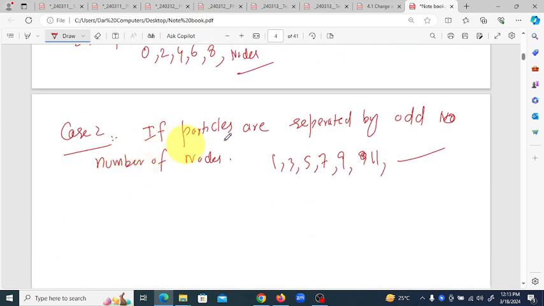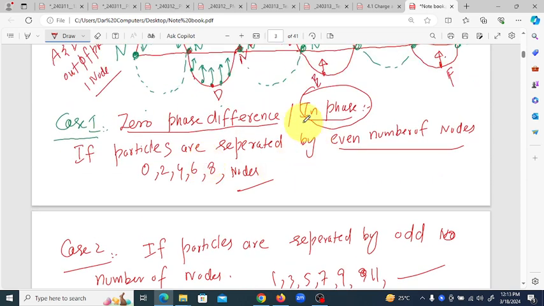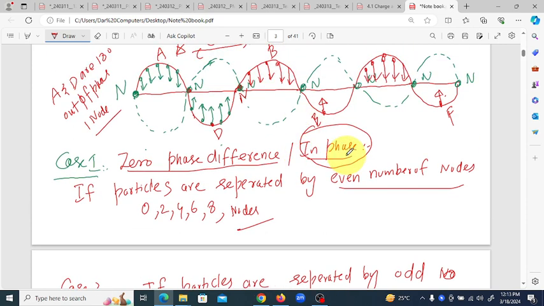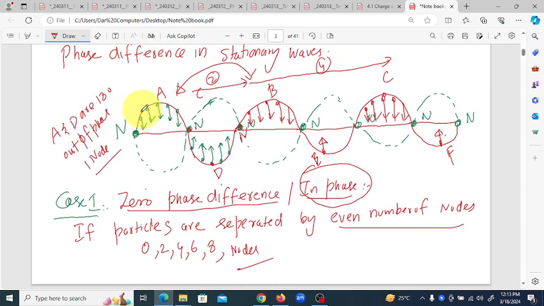So the general rule is, if the particles are separated by an odd number of nodes, then the phase difference is again 180 degrees. So in a stationary wave, the particles are either in phase, with zero phase difference, if they are in the same segment between two nodes or separated by an even number of nodes, 0, 2, 4, 6, and so on. And if the particles are separated by an odd number of nodes, meaning 1, 3, 5, 7, 9, they are 180 out of phase. Okay, thank you.